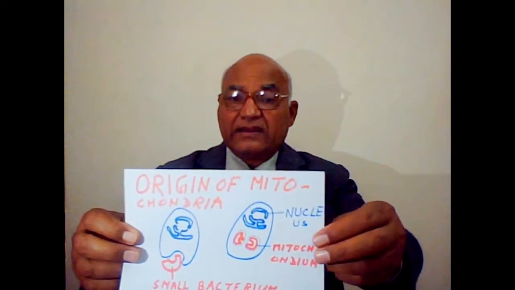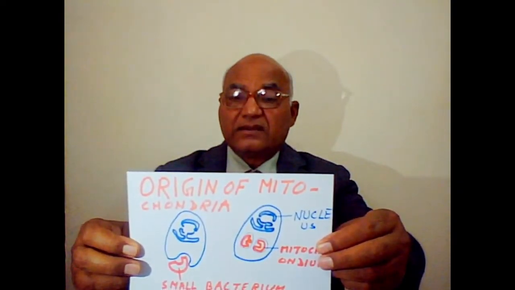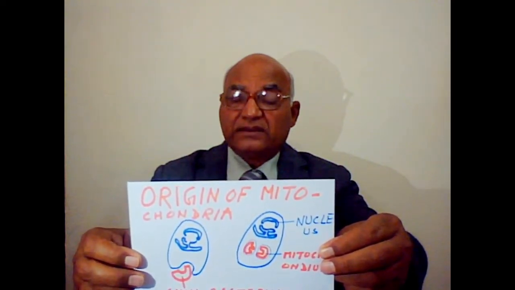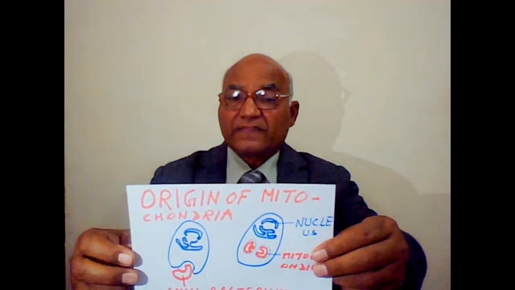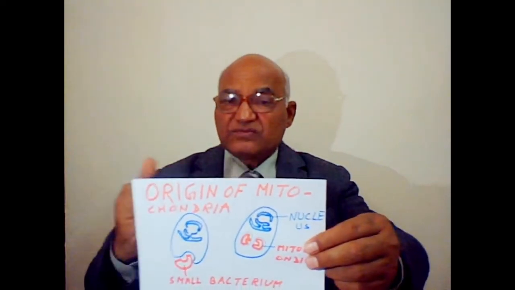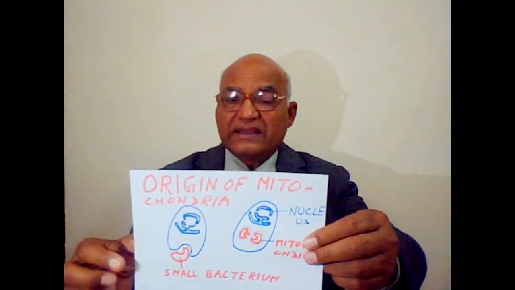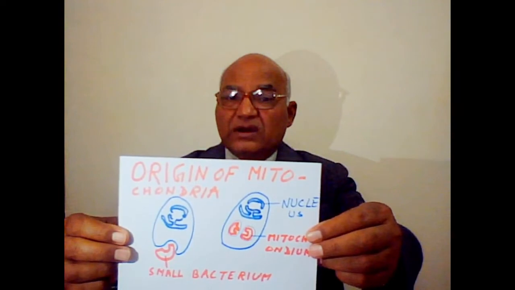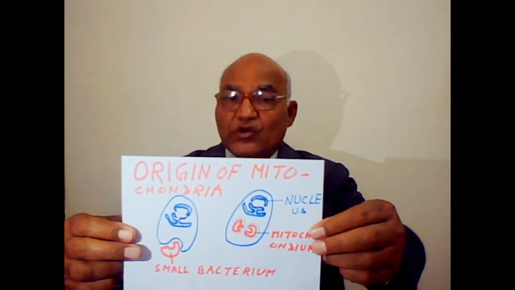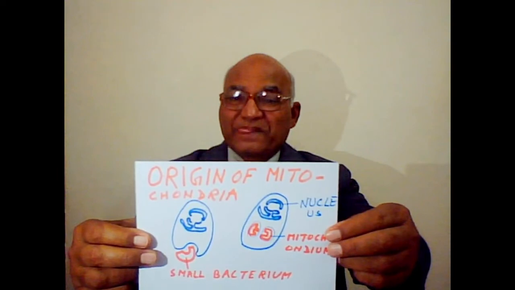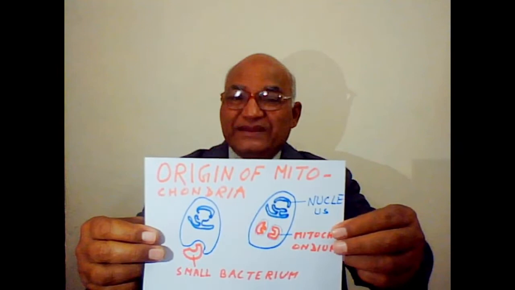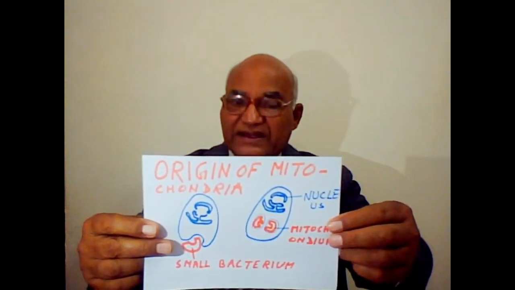A small bacterium might have entered a larger eukaryote, and while this bacterium entered, cell-like structures might have been created as shown here, and this resulted in the origin of mitochondria. Mitochondria are also regarded as the powerhouses of the cell that help in releasing energy.